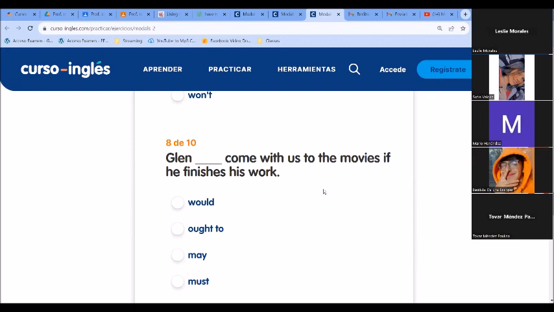So, could be made. Glenn may come with us if he finishes his work. Would come with us if he finished his work. So I would go for may here. Glenn may come with you to the movies if he finishes his work. So there's a condition to him coming with us.